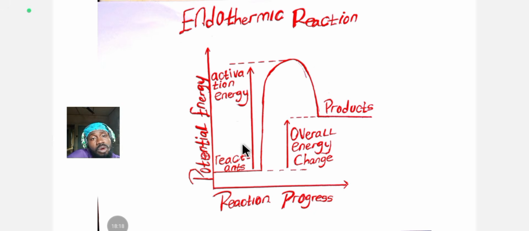Heat needs to be absorbed, okay? That's why the activation energy is high. To activate the reaction, you need a lot of heat energy, okay? So the overall energy change is the energy required to convert from reactants to products, from here to here, okay? That's the overall energy change.